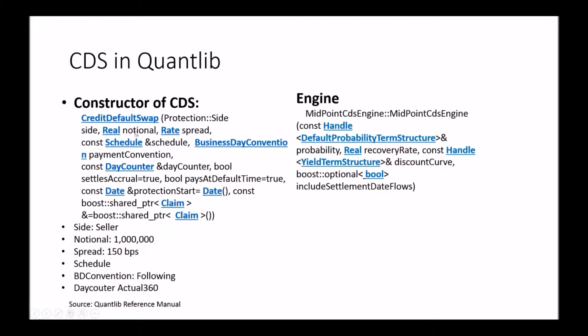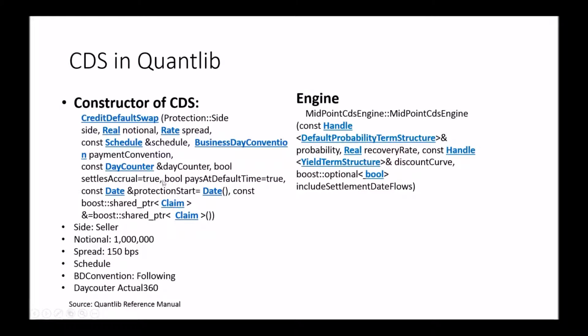The next one is notional. The notional amount will be 1 million. The rate, that is the spread. This is the running spread that the buyer will pay for the seller. And next one is schedule. We already talked about this in the previous slide. And the business day convention. This is also about the payment convention. And we will again use the following convention. And next one is day counter. We will use the actual 360 day counter convention.